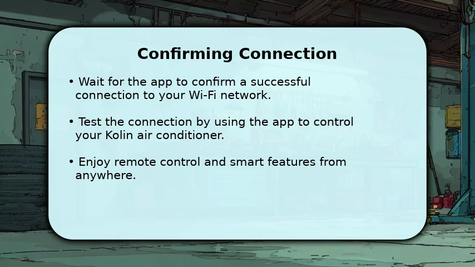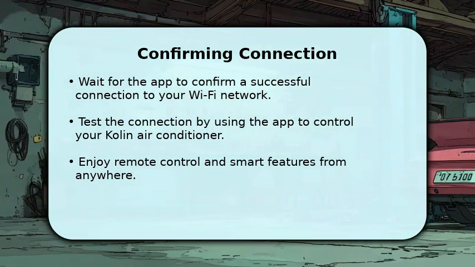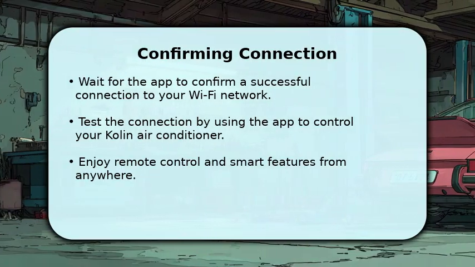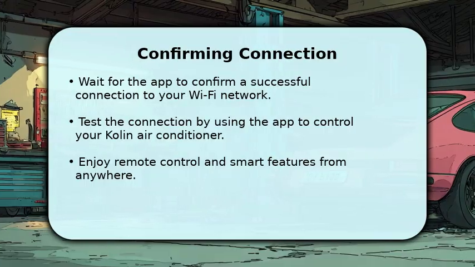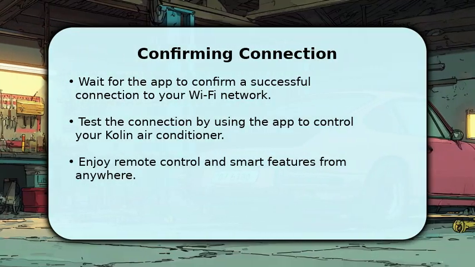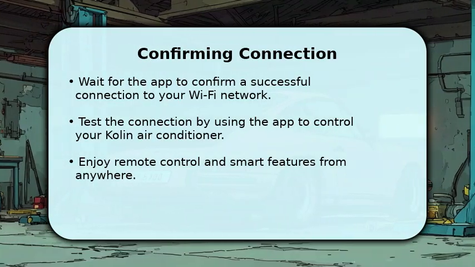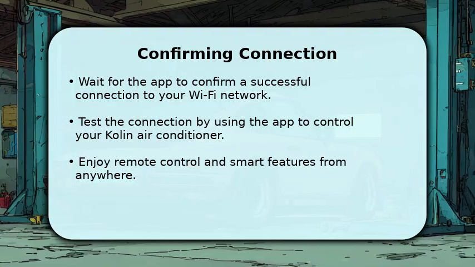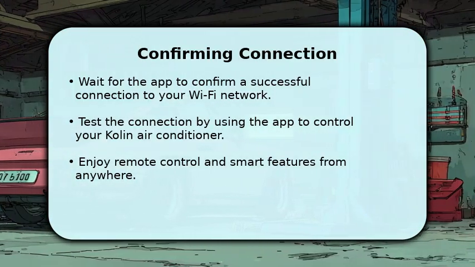After entering your details, patiently wait for the Kolin Smart Home app to confirm that your air conditioner has successfully connected to your Wi-Fi network. Once confirmed, you can immediately test the connection by using the app to control various functions of your Kolin air conditioner, such as adjusting the temperature or fan speed. Now, you can enjoy the convenience of remote control from anywhere.